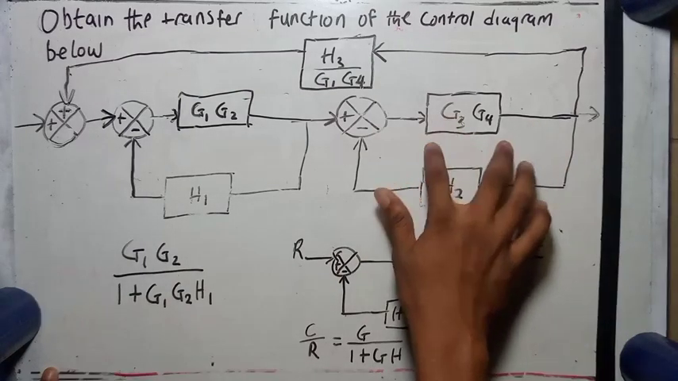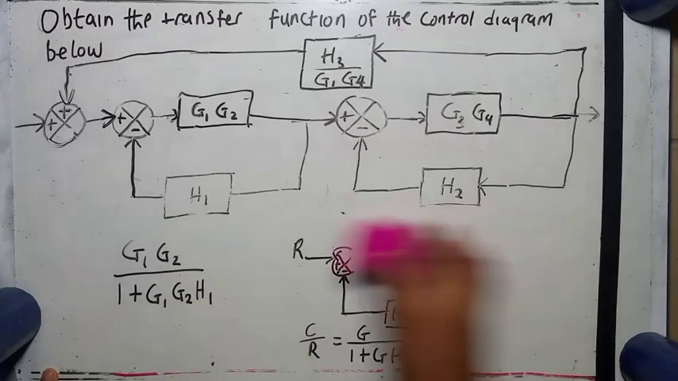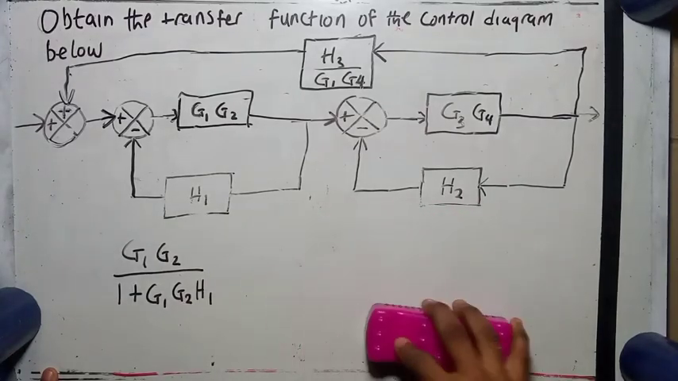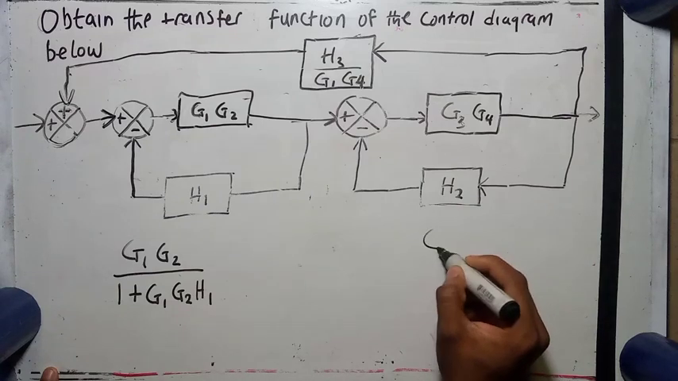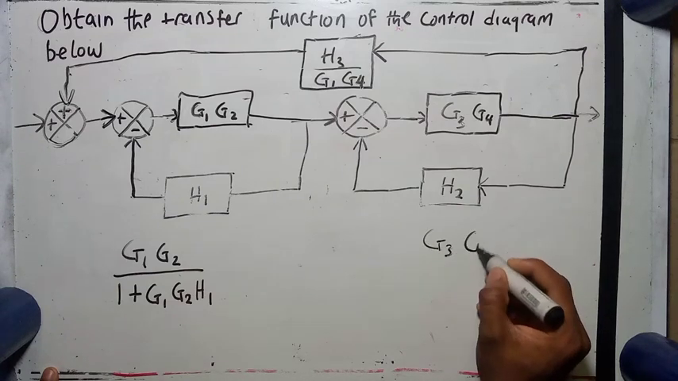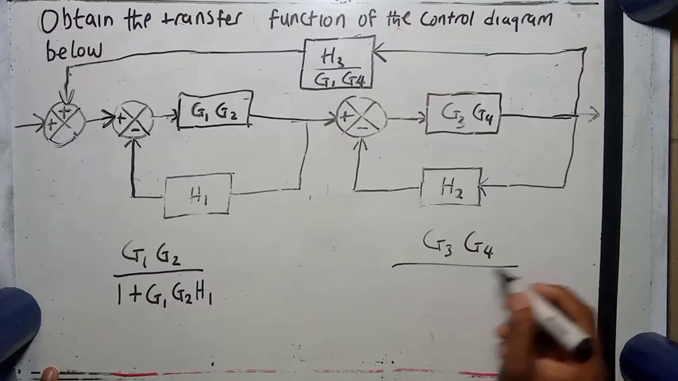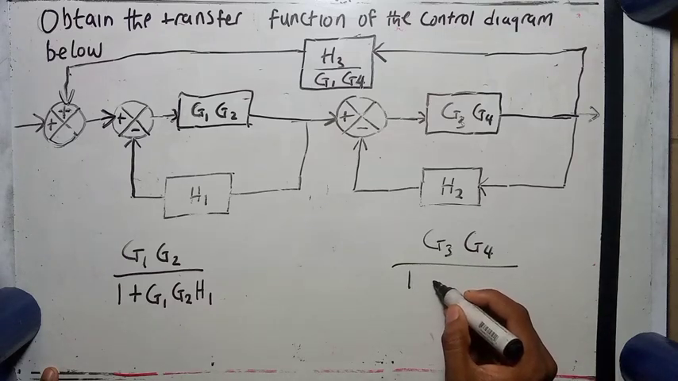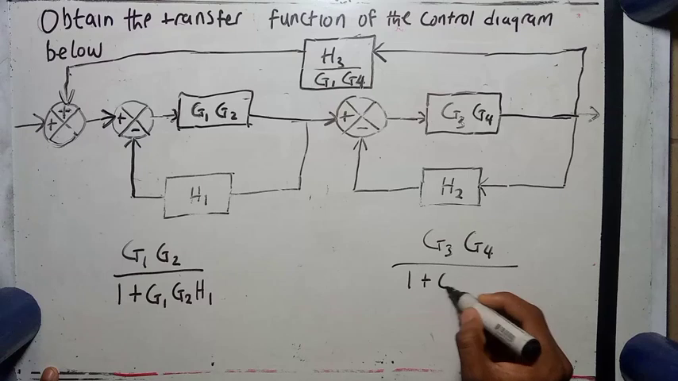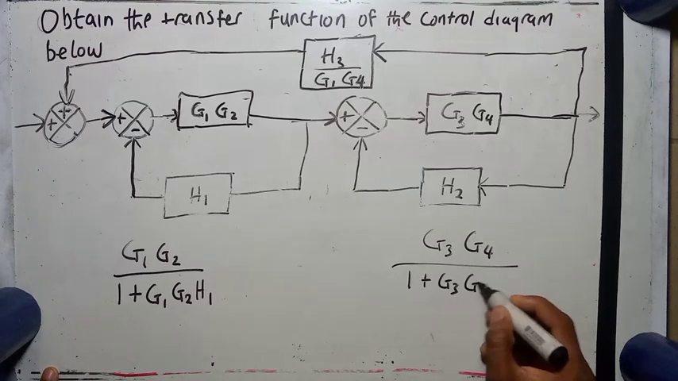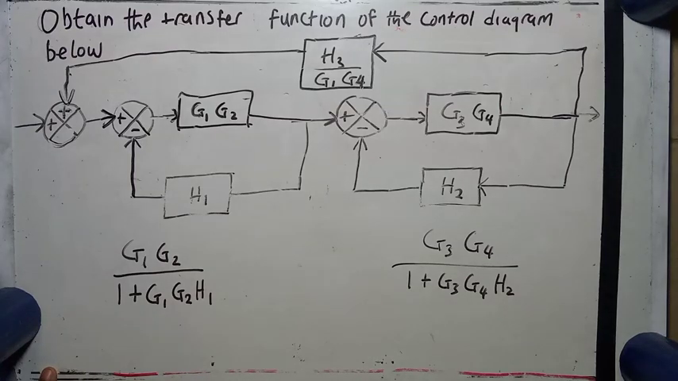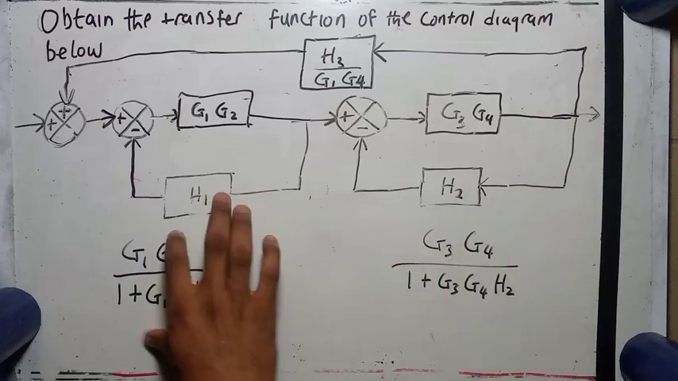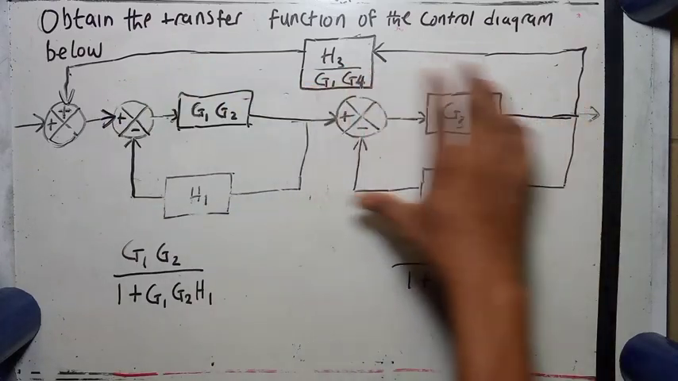So we're going to be doing the same thing here too. For this one, it's going to be what? G3 G4 over 1 plus G3 G4 H2. Okay, so this is the transfer function that we got from this closed loop.